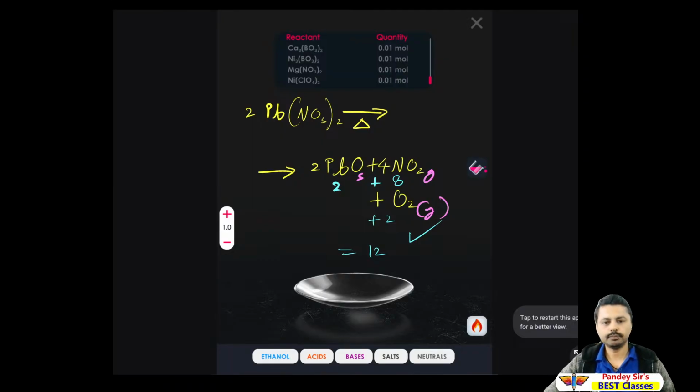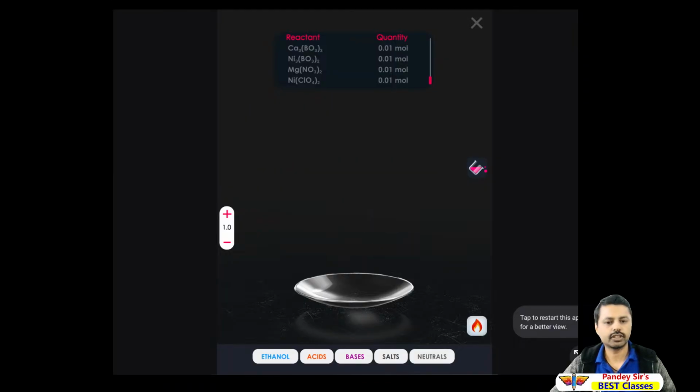So next question. Let's see, can you do the next question? I'm going to erase it for the next question, and I'm going to conduct the experiment also. But this lead oxide one was very important. So if you can, do practice once again.